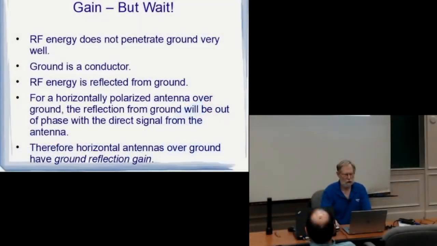And it turns out that for a horizontally polarized antenna over ground, the reflection from the ground is going to be out of phase with the signal that's impinging on it. Now, that's not the same case for a vertical antenna. So therefore, horizontal antennas over ground have what's called ground reflection gain.